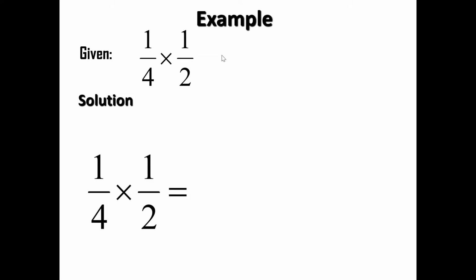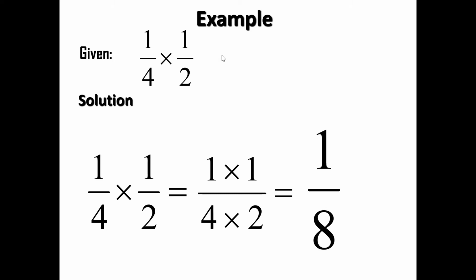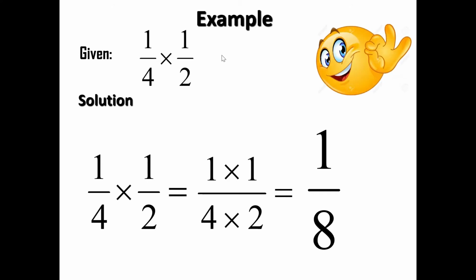Ayan. Sunod tayo example. 1/4 times 1/2. So, given natin. Solution, 1/4 times 1/2. So, again, yung 1 times 1, dahil yung 1 and 1 ay numerator and 4 at 2 naman ay denominator. Pag multiply lang natin yon, makukuha natin yung 1 times 1 equals 1 and 4 times 2 is 8. So ang ating sagot ay 1/8.